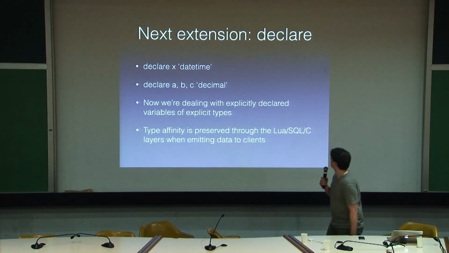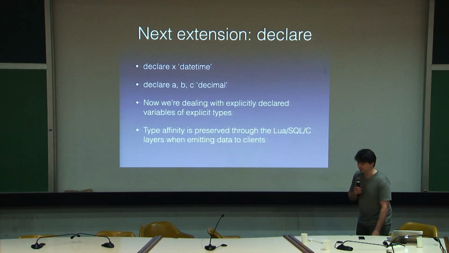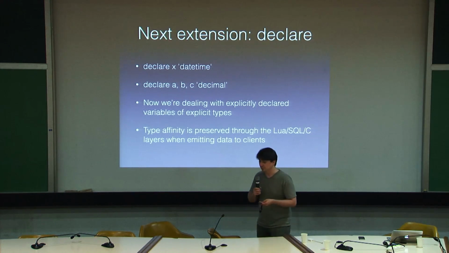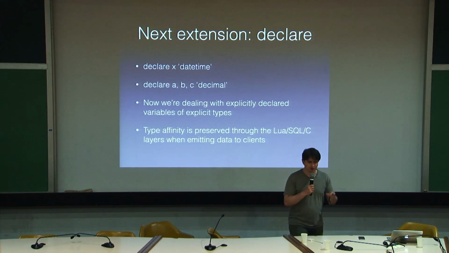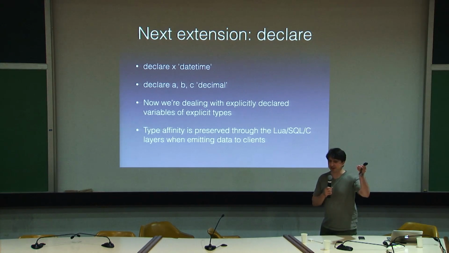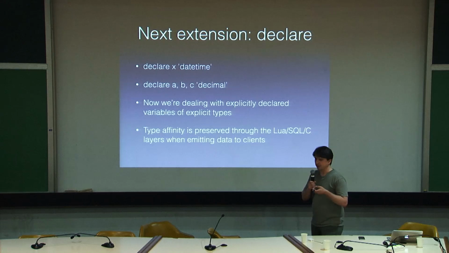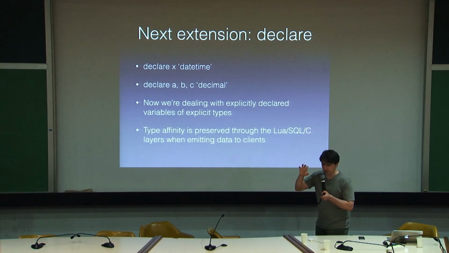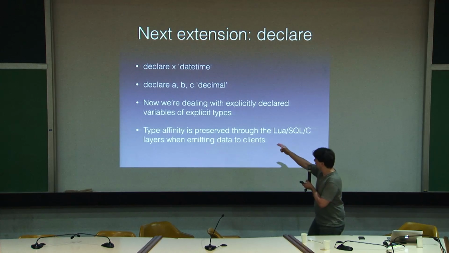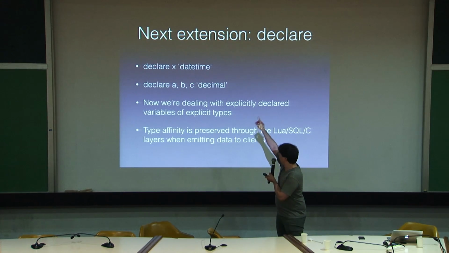Okay, so the next thing we added to go slightly further was the declare keyword. So we said, okay, now we have inputs and arguments, we have type affinity from the data coming in, but I can't just create a data type on my own. I can't declare a variable, rather, with a strong data type. So we added a keyword called declare. You can declare a variable as a type.